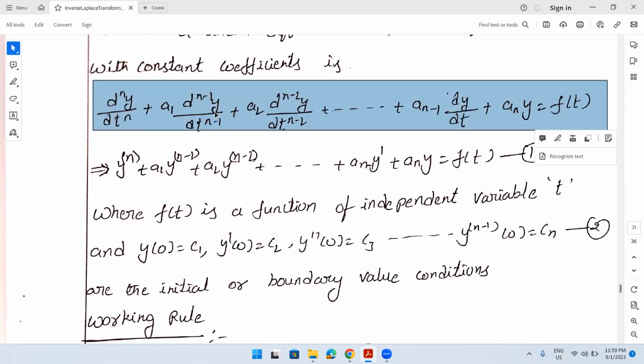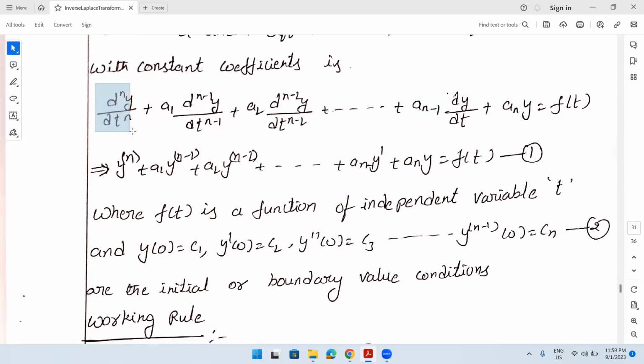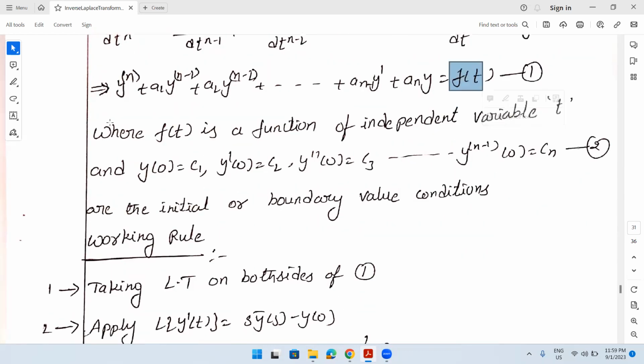This d^n y by dt power n can be written in short form as y^(n), that is the nth derivative of y with respect to t. So this one also: y^(n) plus a1 into y^(n-1), and so on up to y dash, plus an y is equal to f of t. Here f of t is a function of the independent variable; the right hand side can be of any form.